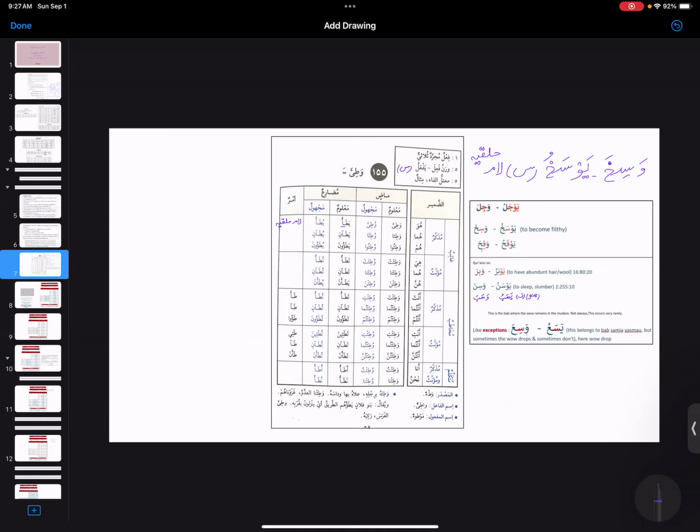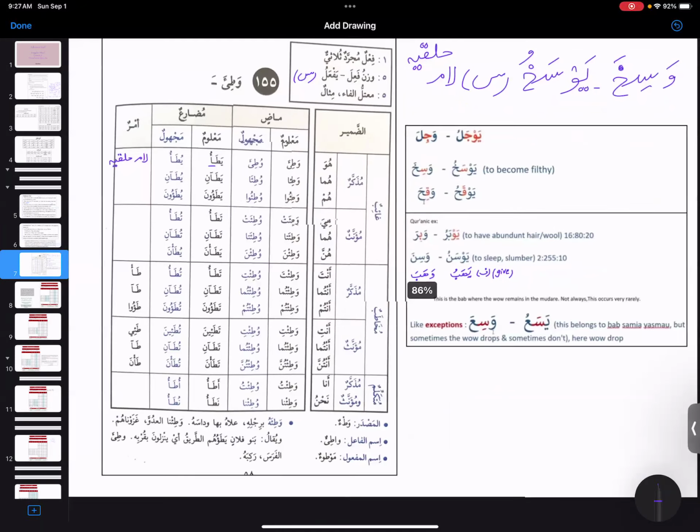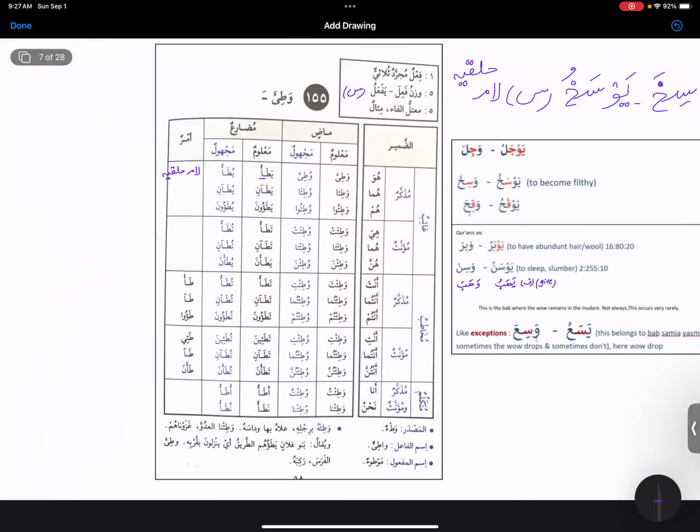So Wasiha Yasahu, Bab Samia, right? And then even Waqiha, right? Yawqahu. So you see that the vowel is there, even though we have a halqia letter here. Halqia letter here, but it's still there.